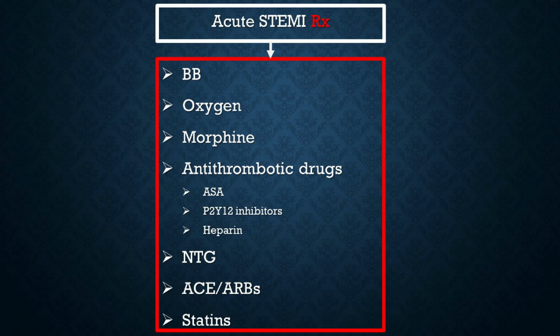The second antiplatelet we use is one of the P2Y12 inhibitors, also known as the ADP receptor blockers. Now we have 4 of them, but in STEMI you want to use either clopidogrel, which is the most commonly used, prasugrel or ticagrelor. The third antithrombotic is the anticoagulant heparin, and we have several types of heparin, and they all work by blocking the coagulation cascade, thus preventing the thrombus formation.